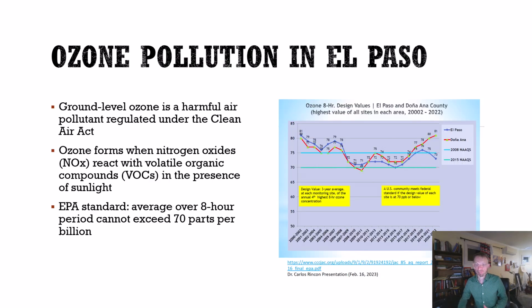There's my information. Ozone is a dangerous air pollutant that's formed in the atmosphere when nitrogen oxides react with volatile organic compounds in the presence of sunlight. And EPA has set a standard for this pollutant. If an area experiences pollution over 70 parts per billion averaged over an 8-hour period, then it's considered an exceedance day.